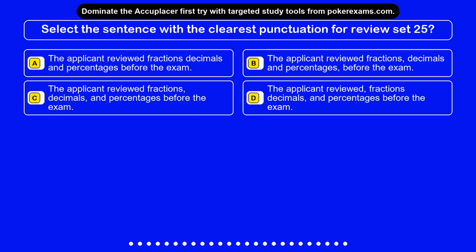Question 19. Select the sentence with the clearest punctuation for review set 25. Option A. The applicant reviewed fractions, decimals, and percentages before the exam. Option B. The applicant reviewed fractions, decimals, and percentages before the exam. Option C. The applicant reviewed fractions, decimals, and percentages before the exam. Option D. The applicant reviewed fractions, decimals, and percentages before the exam.